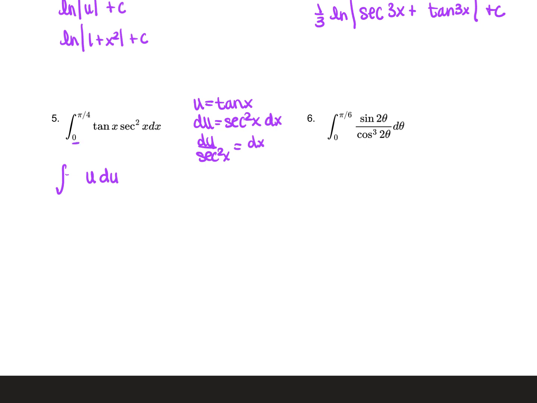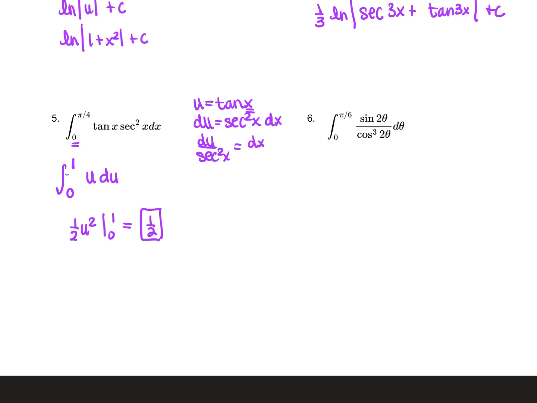So tangent of 0 is 0. Tangent of pi over 4 is 1. So this is going to give us 1/2 u squared from 0 to 1. Since we changed the limits of integration, we do not need to resubstitute back, and we get 1/2.